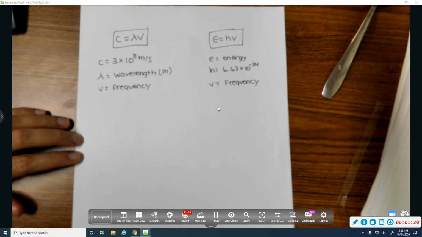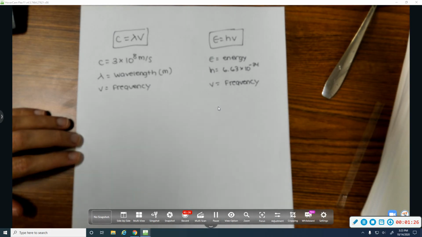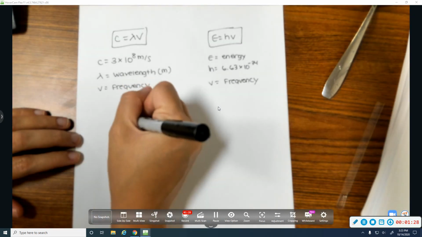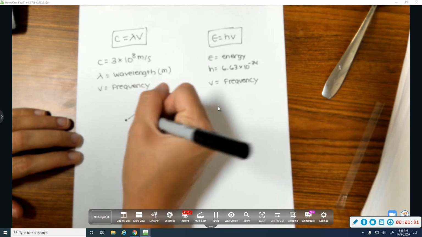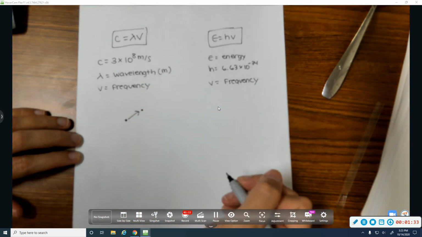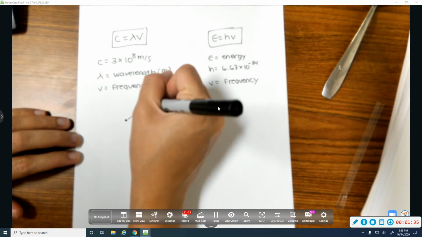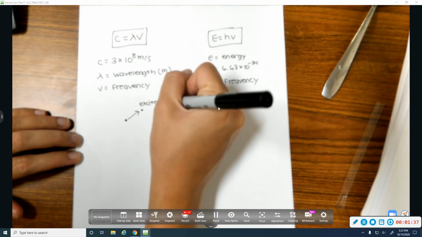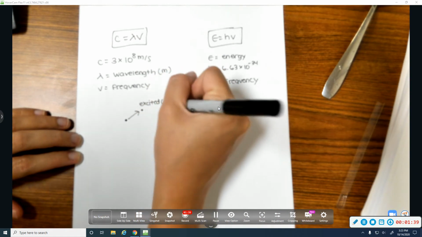And so what happened with the flame test lab was we burned chemicals. I put them in the fire. Whenever I put them into the fire, the electrons got excited. They absorbed that energy and they moved up to higher energy levels. That's called them getting excited, and they took in energy from the flame.